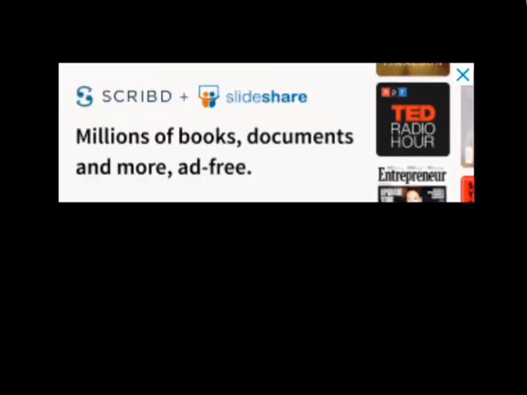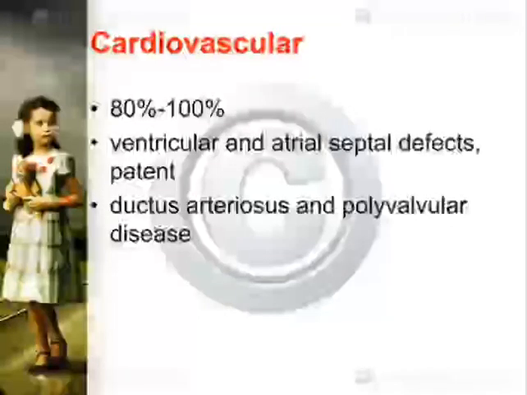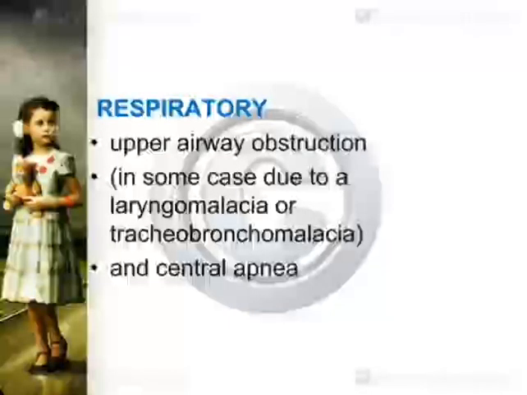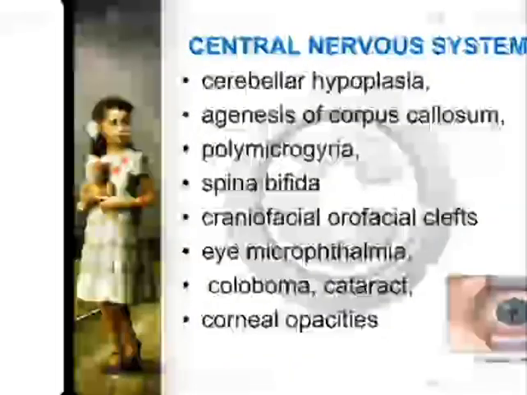Speaking about the cardiovascular region, 80 to 100% have ventricular and atrial septal defects, patent ductus arteriosus and polyvalvular disease. Respiratory: upper airway obstruction, in some cases due to laryngomalacia or tracheobronchomalacia, and central apnea. People may also have ophthalmologic, ear and hearing problems. Musculoskeletal, genitourinary, neoplasia and neurologic involvement.